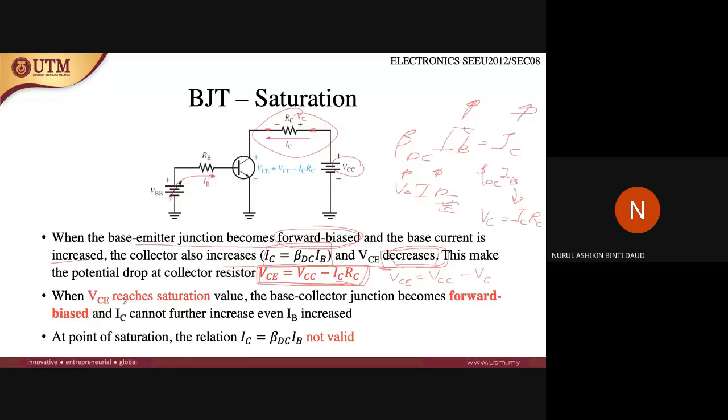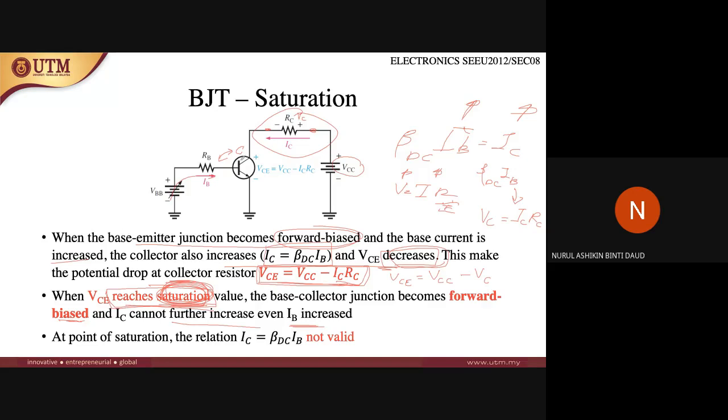When VCE reaches saturation, at some point it will reach the saturated value. The base collector junction becomes forward bias. So the base and collector at this point become forward bias, and IC cannot increase further even when IB is increased. Even though IB is increasing, IC will be limited to the saturation value.